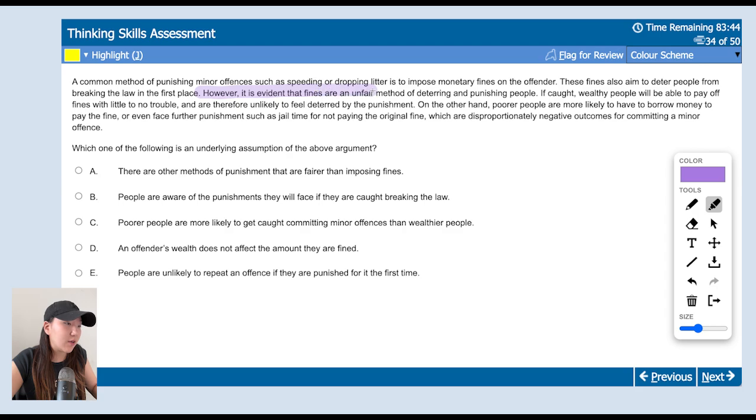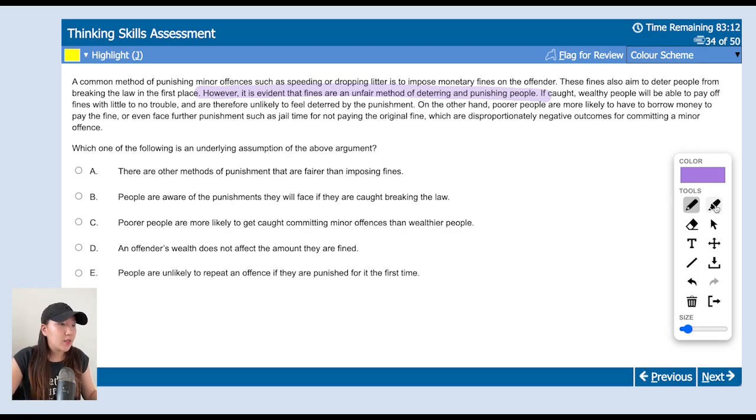However, it is evident that fines are an unfair method of deterring and punishing people. Why is that? If caught, wealthy people will be able to pay it off with no trouble. Therefore, they're not going to be deterred by this punishment. Poorer people are going to have to borrow money or go to jail or whichever, which is disproportionately negative for the minor offence. So the conclusion is that it's evident that fines are an unfair method of deterring and punishing people, and the reason is that the fine is a smaller proportion of income for the wealthy compared to those who are poorer, and so we shouldn't do that.